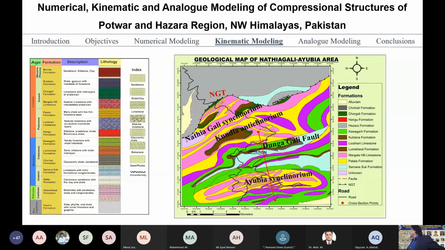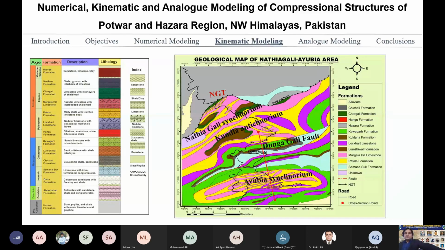This is the cross section of the area. There are some structural elements. You can see the Ayubia synclinorium, Dunga Gali fault, Kundla anticlinorium, Nathia Gali synclinorium, and finally on the north is NGT. So the area is near NGT and in the north of MBT, and the cross section A-A dash can be seen on that part. In that cross section, I introduced the major synclinorium and fault, and then the anticlinorium in the north side. On the right side, you can see the formations which I introduced after the mapping of the area, and the stratigraphic topology can be seen on the left side.